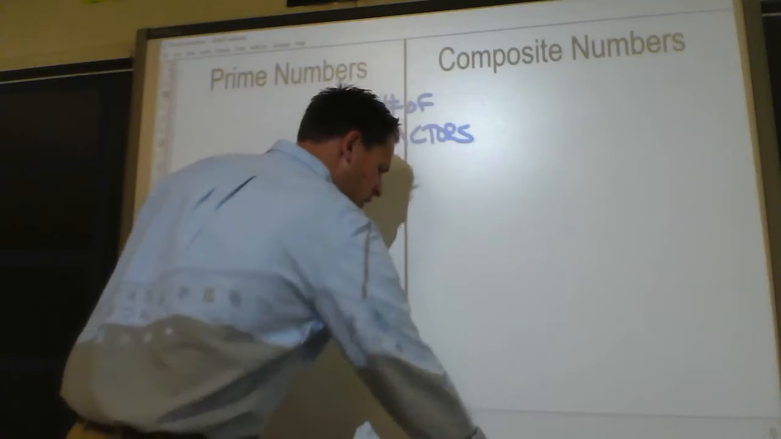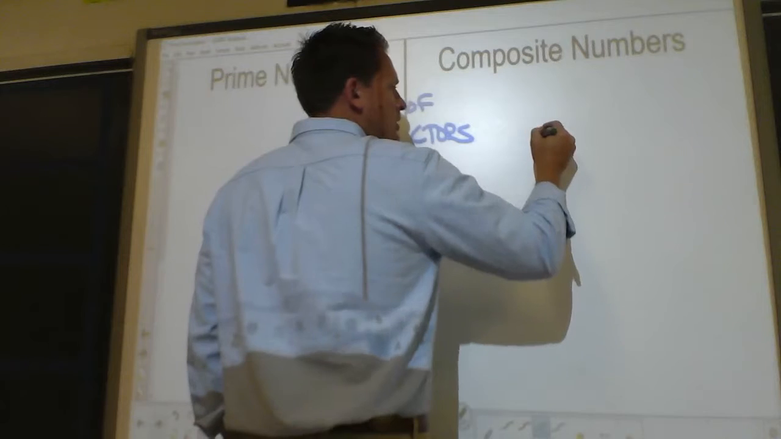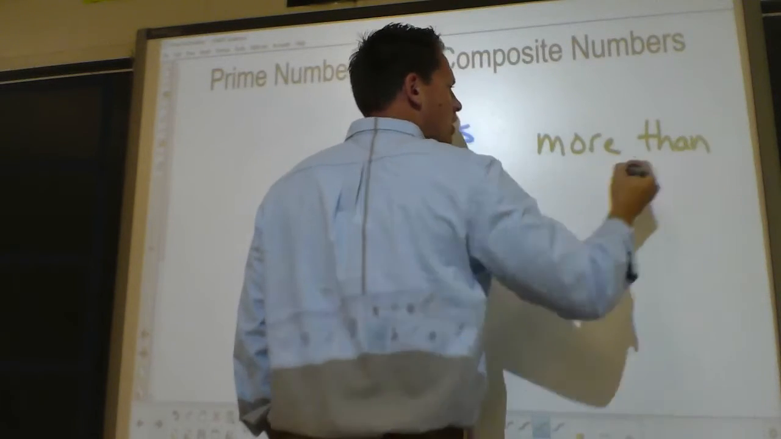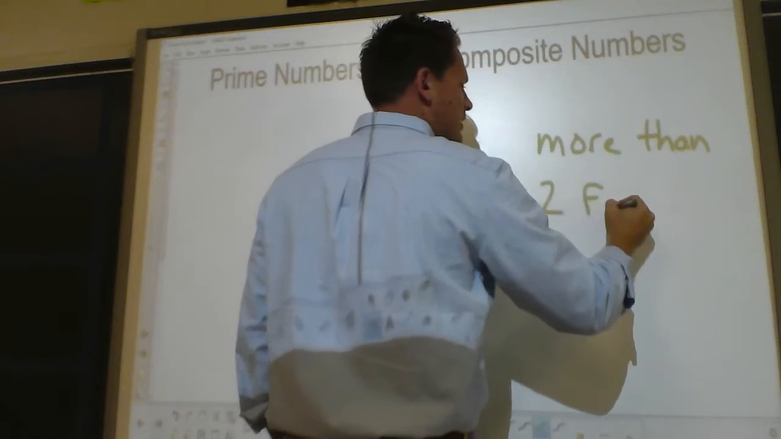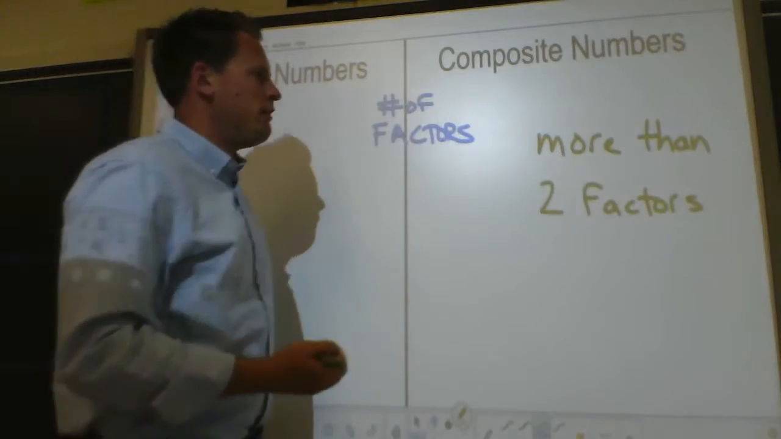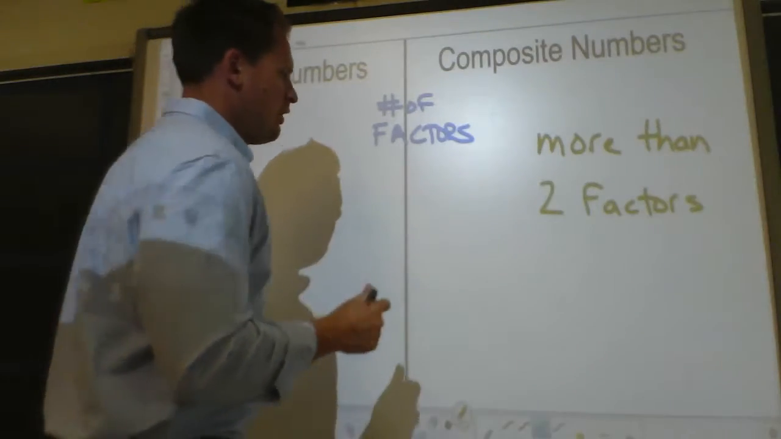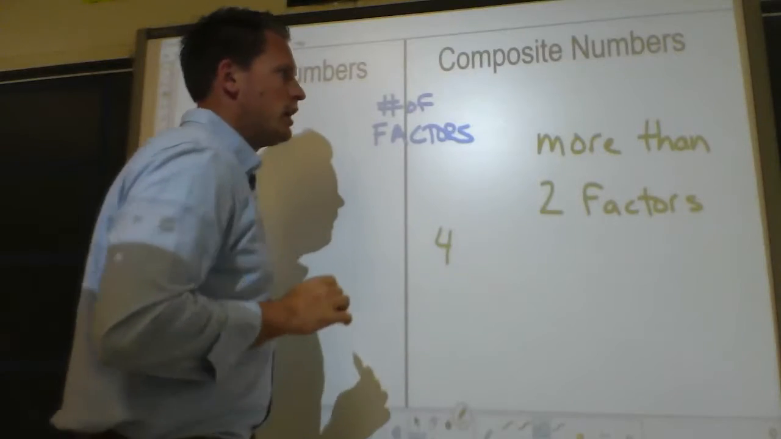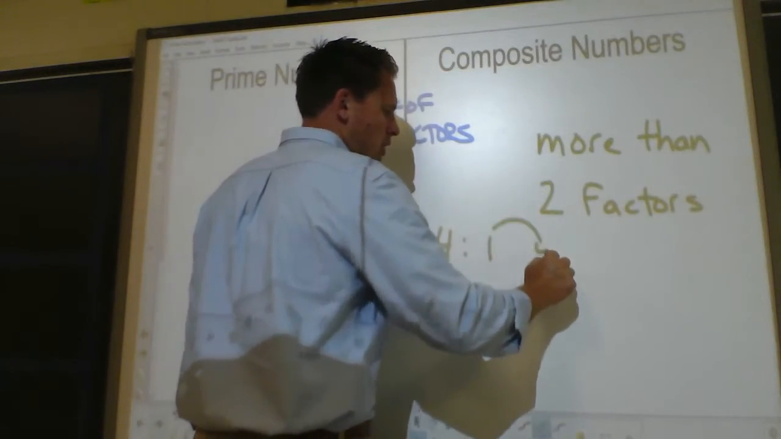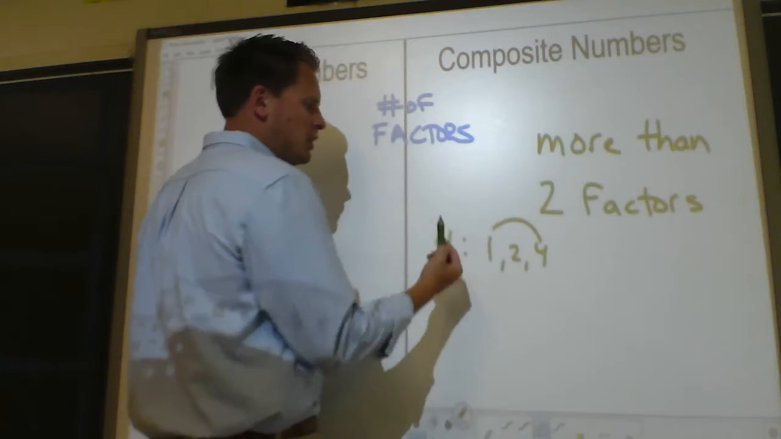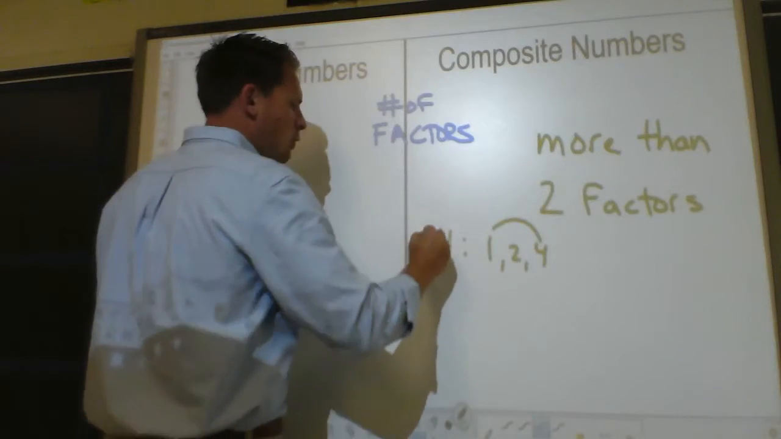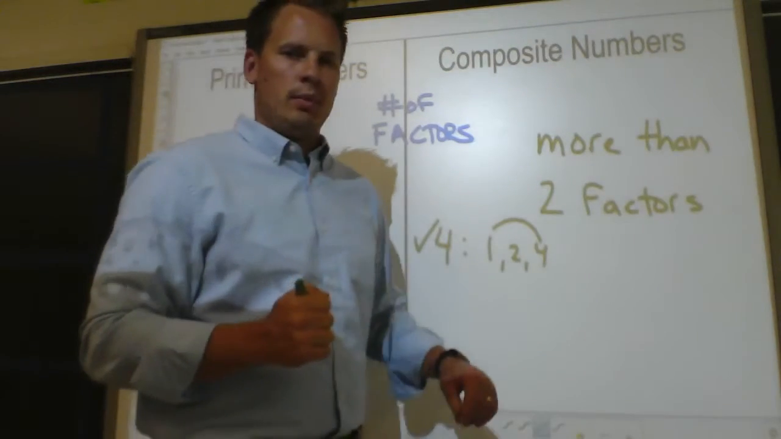So we're going to write that. A composite number has more than 2 factors. So let's talk about an example of a composite number. 4. 4 is an example of a composite number. If we do the factors of 4, we have 1 times 4 and 2 times 2. So how many factors does 4 have? 3. Is 3 more than 2? Yes. So 4 is a composite number.